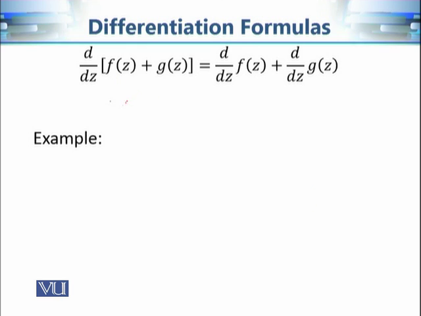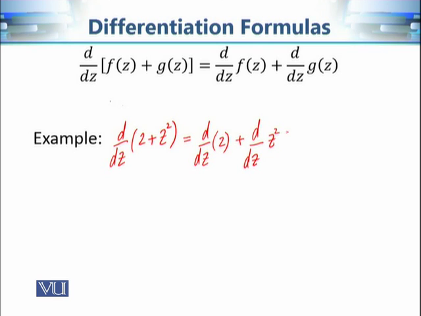Now, the next formula, once again very similar to the real case, says that if I want to calculate the derivative of the sum of two functions, it is going to be equal to the sum of the derivatives of the functions. So for example, if I'm given 2 plus z square, then this result says that I can take the derivative separately and it will not change the derivative. We know the derivative of z square, and 2 is a constant, so its derivative is going to be 0. We know the derivative of z square is 2z. So at the end the answer is 2z.